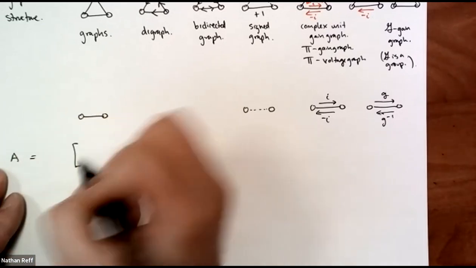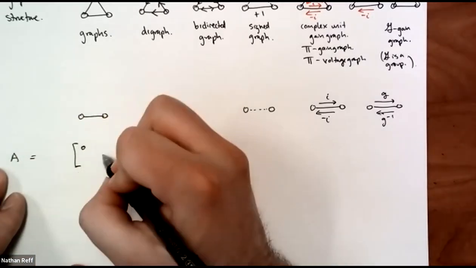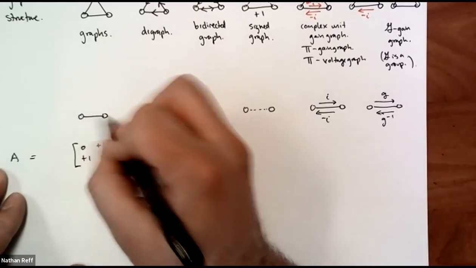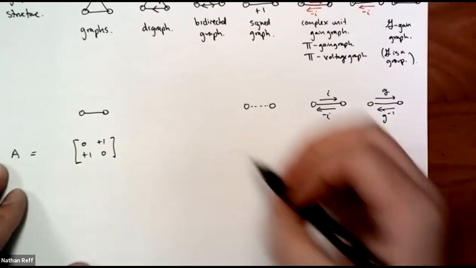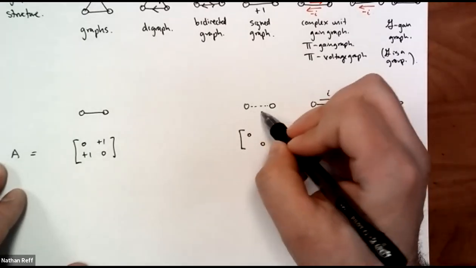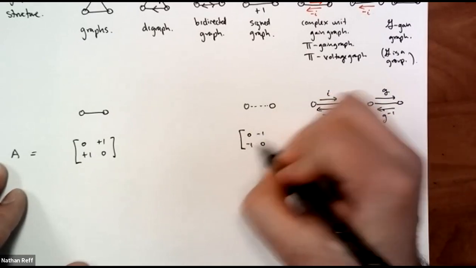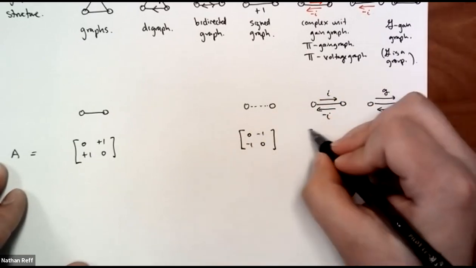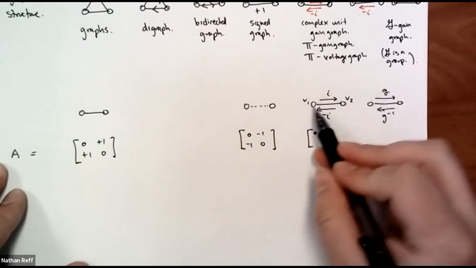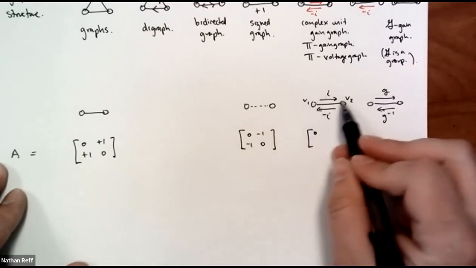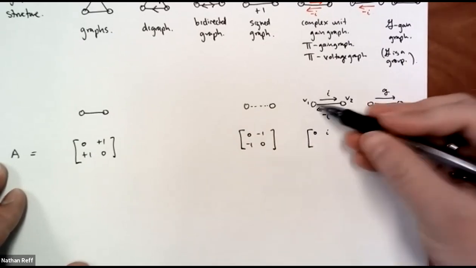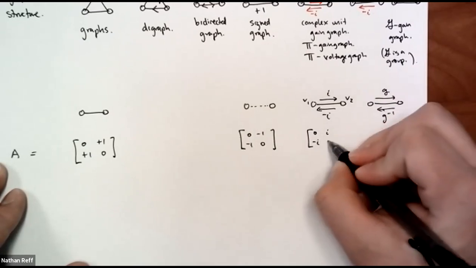Well, this one, I have zeros on the diagonal, and then I'd have +1, right? Because these vertices are adjacent to each other. The signed graph, well, it's still zeros on the diagonal, and now that adjacency is -1, so I'll have -1, -1. Over here, I'll have 0, and then let's say that this is v1 and this is v2. So from v1 to v2, I will label whatever the gain is in that direction. So I'll put an i here, and then the gain in this direction is -i.